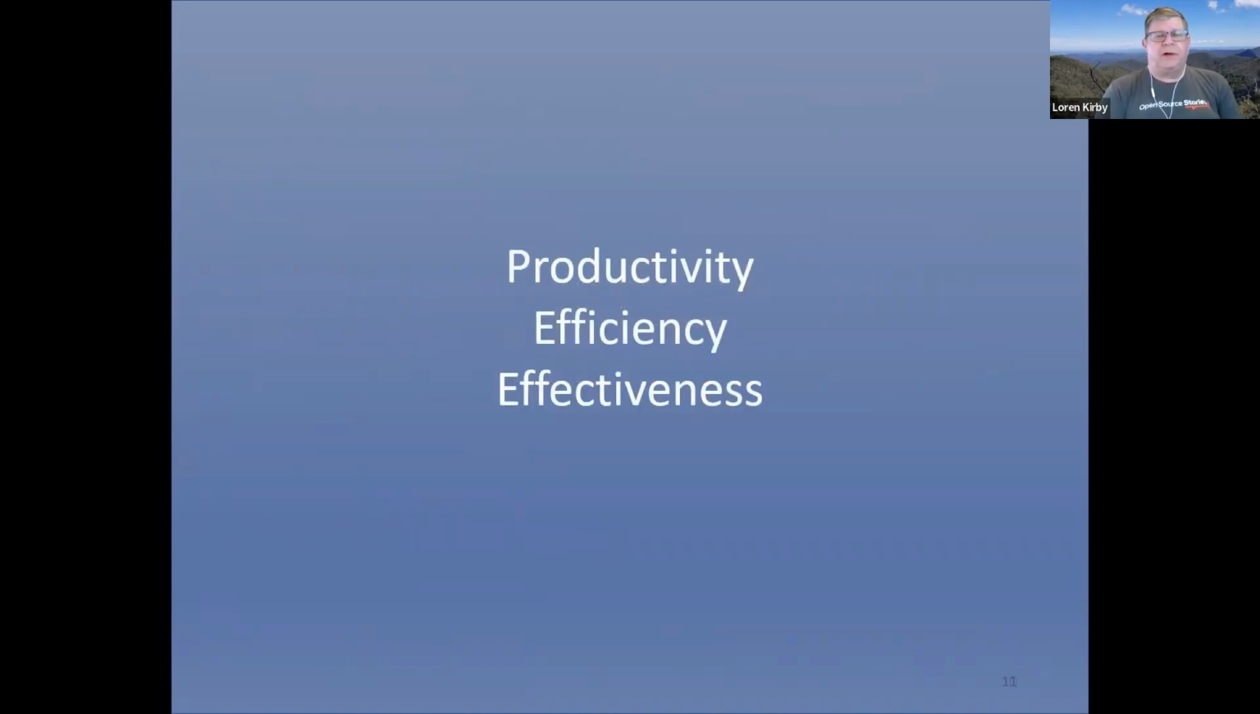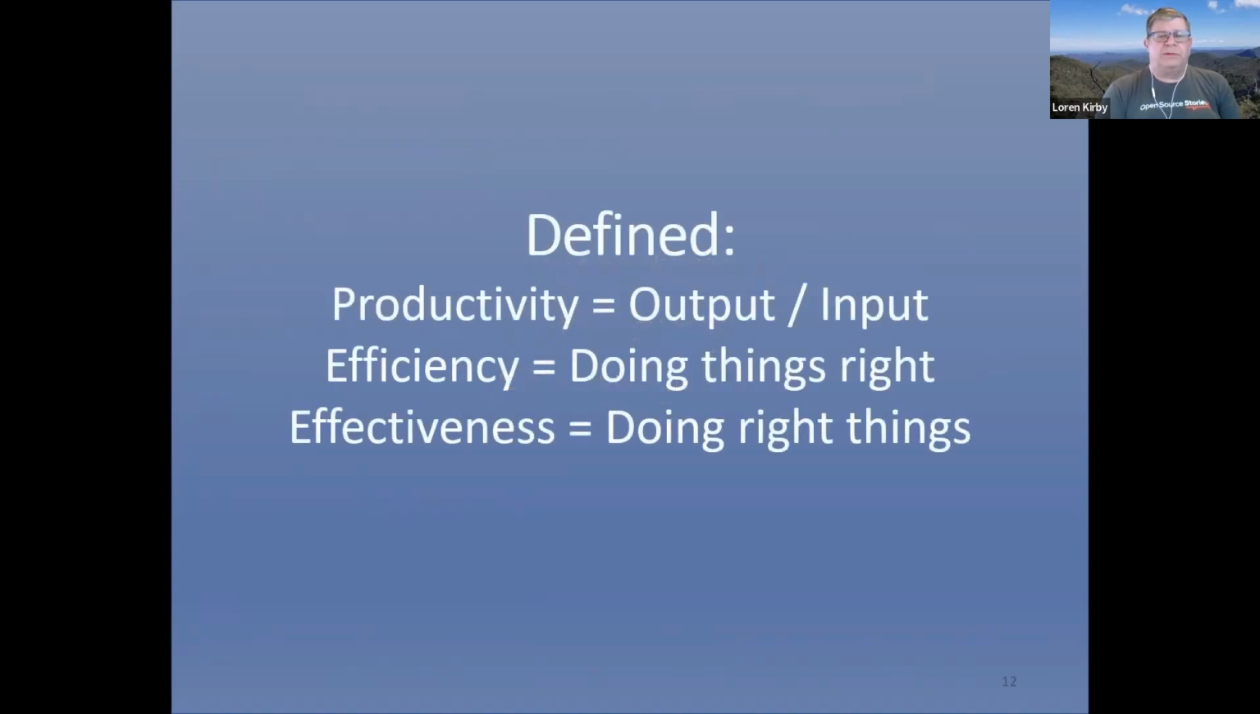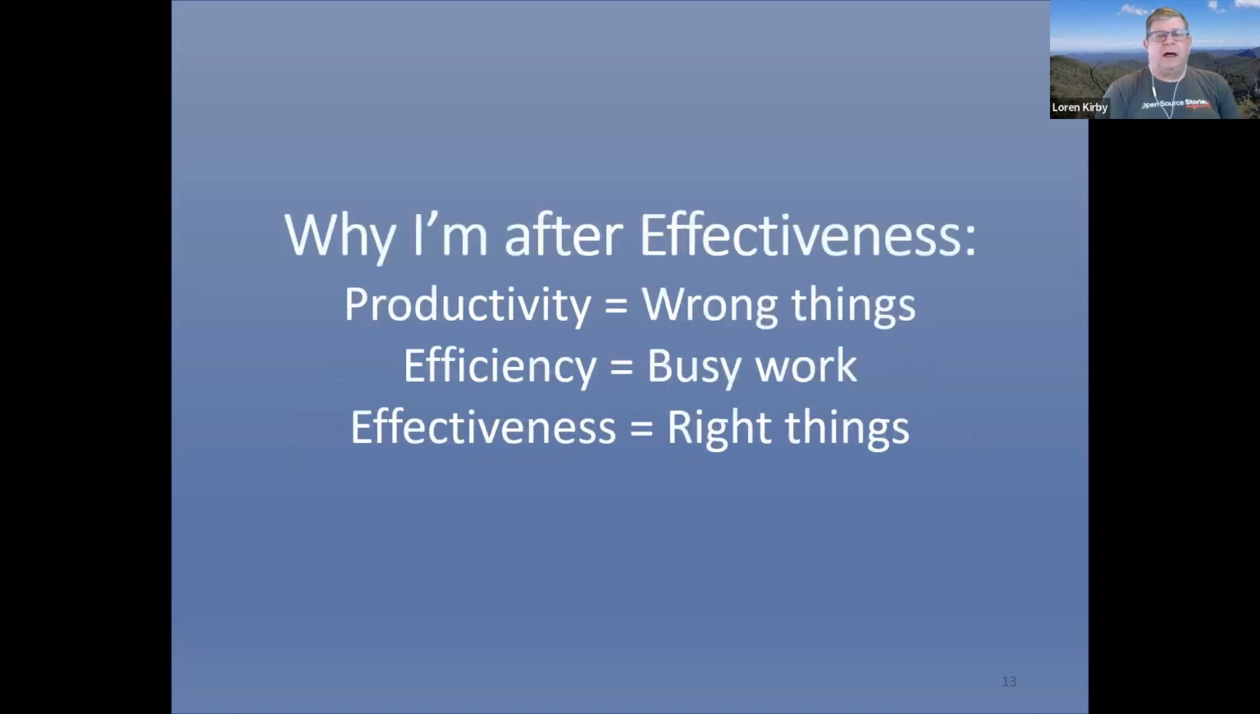So we can think of productivity, efficiency, and effectiveness as 3 different components of how we work. To put some definitions on this, productivity is the output that you're getting from particular inputs. Efficiency can be thought of as doing things right, in other words, avoiding making mistakes. And effectiveness can be thought of as doing the right things. So why we're after effectiveness: I can be very productive, but I can be productive working on the wrong things.